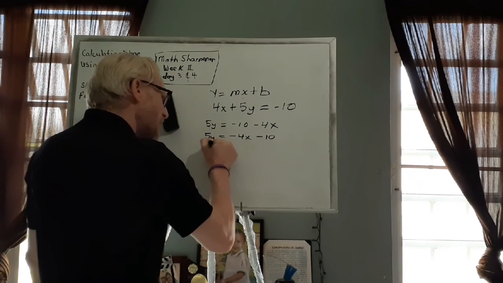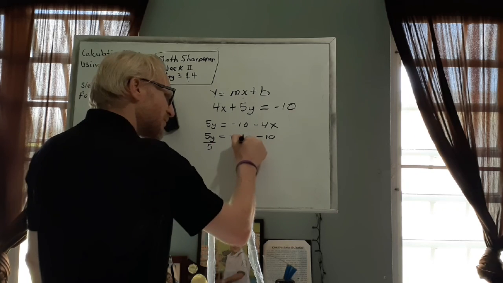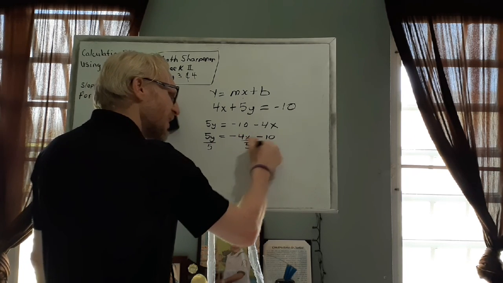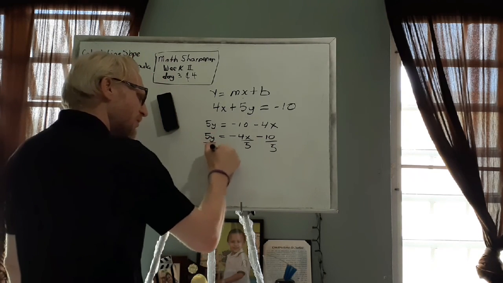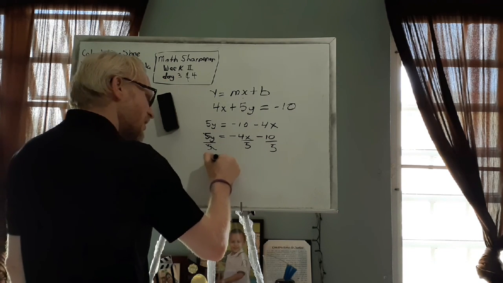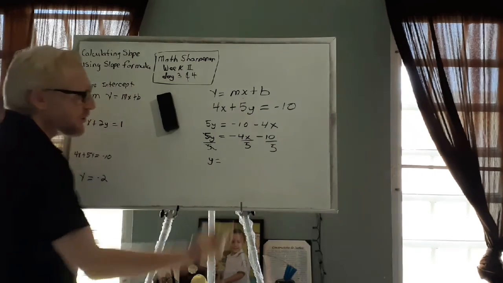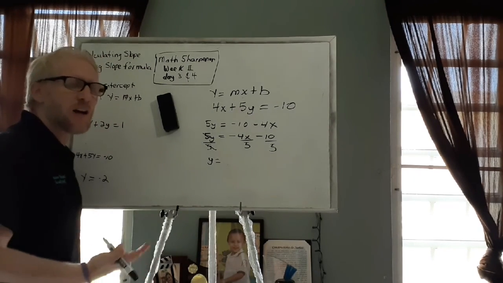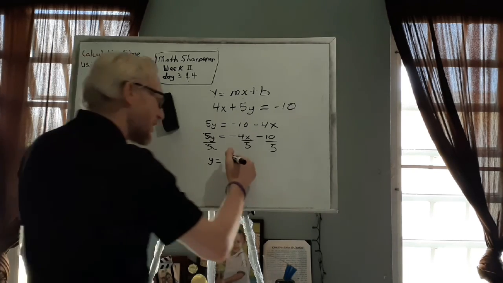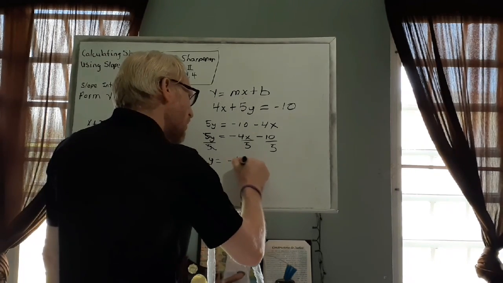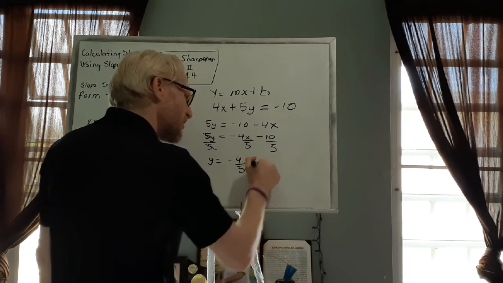So I'm actually going to go ahead and divide by 5 and divide by 5. Now this is going to cancel out and y is going to stay alone. Now, negative 4 over 5, I could divide it, but I get a decimal, and it really wouldn't make much of a difference, so I leave it expressed as negative 4 over 5x.